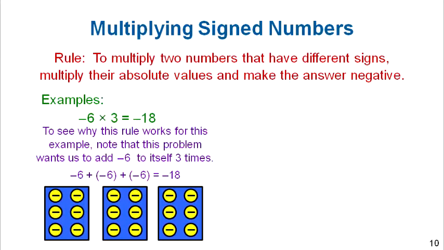To multiply two numbers that have different signs, you can multiply the absolute values of the numbers and then make the answer negative. For example, if we want to multiply -6 times 3, we can start by noting that 6 times 3 is 18, and then, since the two numbers have different signs, make the answer negative. To see why this rule works for this example, you can note that this problem is telling us to add -6 to itself 3 times. Note that the picture here shows 3 groups with 6 negatives in each of them, and that there are a total of 18 negatives in this picture.